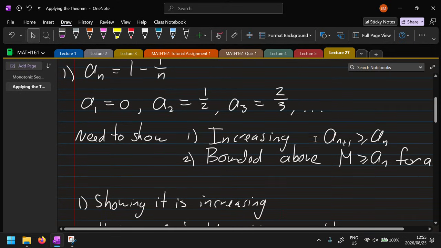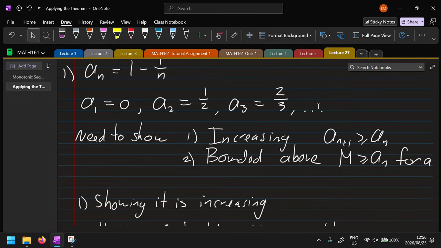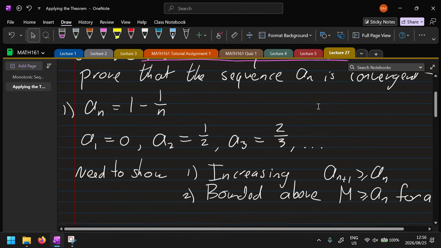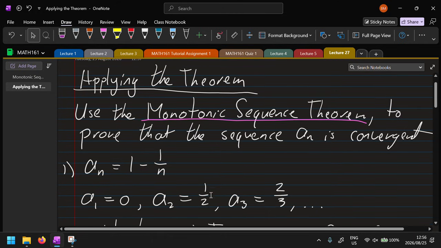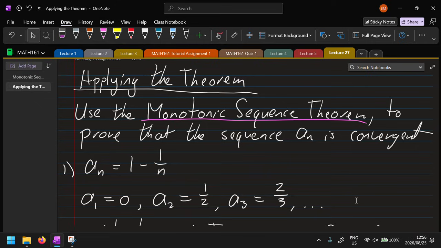Okay, so that was number 1 done. We showed that it was increasing. Number 2, we need to show that it's bounded above. If it's bounded above, we're done. So let's go back here. So we've got this over here. Now we can add more and more terms, and that will give us an idea of what the upper bound should be. Any guesses? Good.